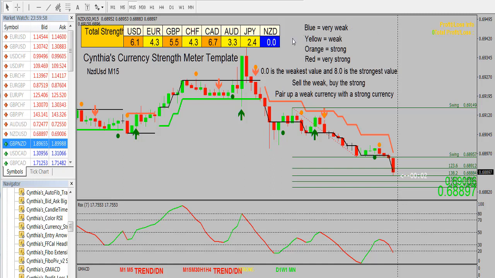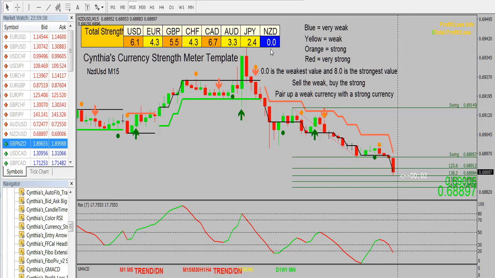So it's better to find some trends which are in the medium range, which is between the yellow and the orange. And then you have the possibility of catching the beginning of a trend and not just entering when the trend is already over. Right here, we're looking at the New Zealand dollar, and the New Zealand dollar is very weak at blue 0.0, and it's paired with the US dollar. So the US dollar is orange and a value of 6.1, so that's considered strong.